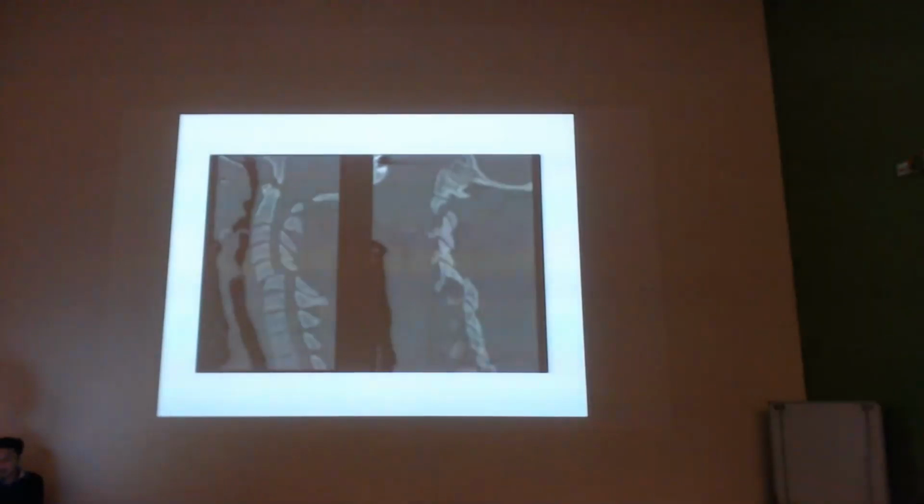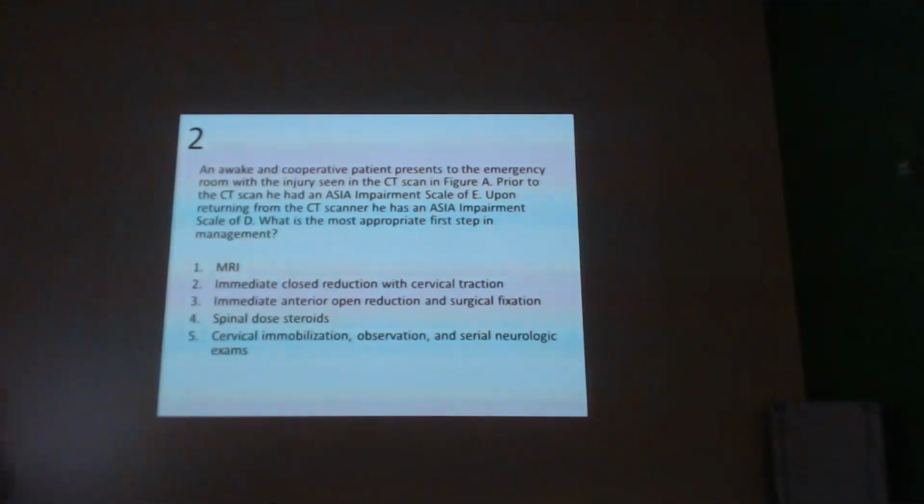That's the scan. So you can see there's a bifacet dislocation. Quick question, what's worse, A or E? A is worse, isn't it?